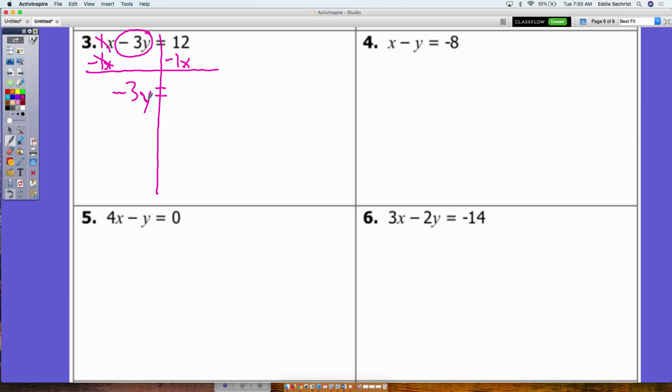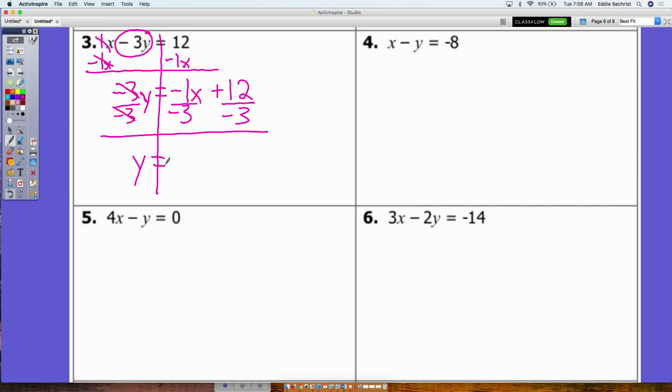So on the right side, those guys are not like terms, so we're going to just write them down just like that. There's no reason to do 12 minus 1 because they don't belong together. And now we need to get rid of the stuff connected to the y, and there's a negative 3 multiplied by y. So we're going to divide everything by negative 3. That does get rid of the negative 3 on the left side, and y is now by itself.